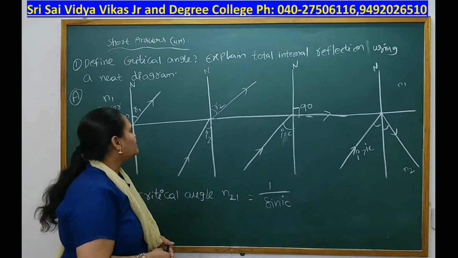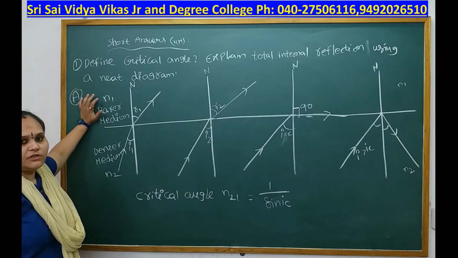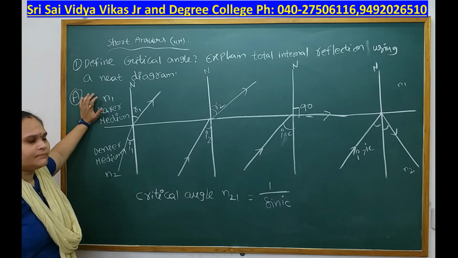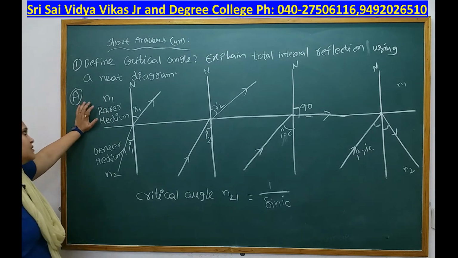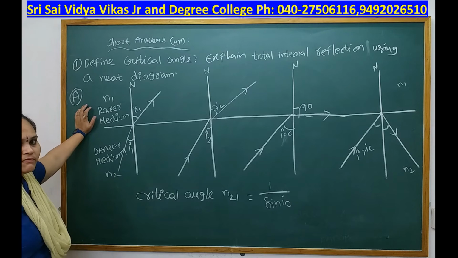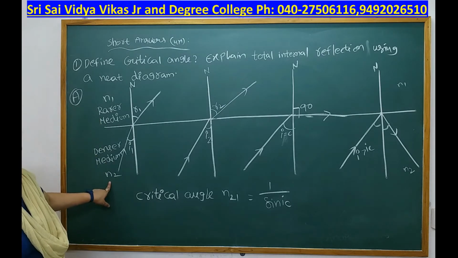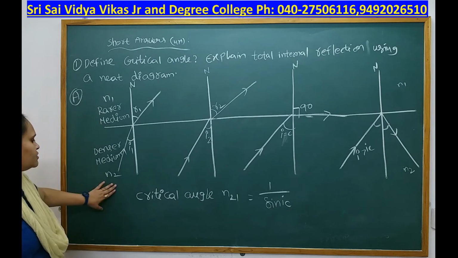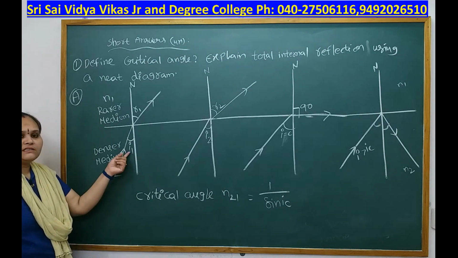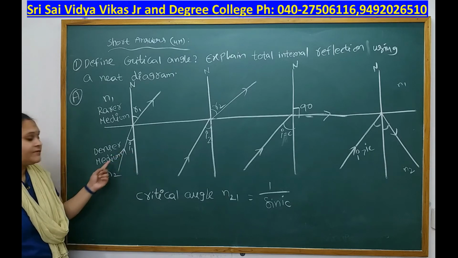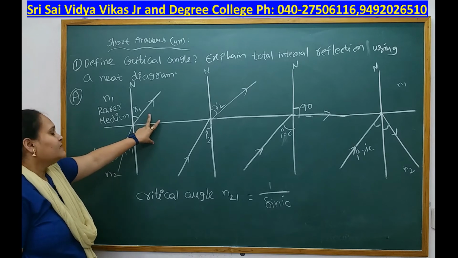In this diagram, this is the medium. First we will find the critical angle and then discuss total internal reflection. Here we observe N1 and N2, the two mediums. N1 is the rarer medium and N2 is the denser medium. I1 is the incident angle, with light going from the denser medium to the rarer medium.